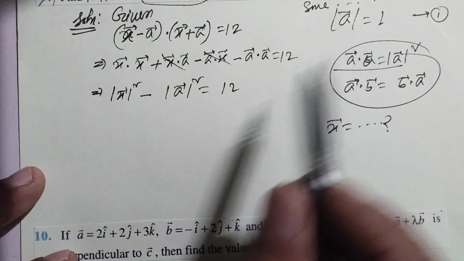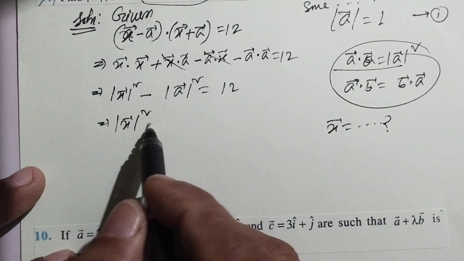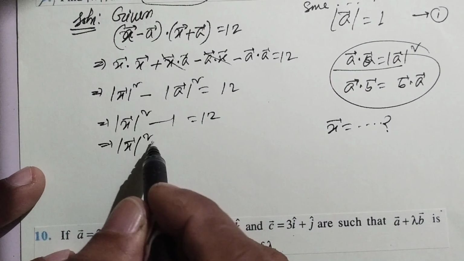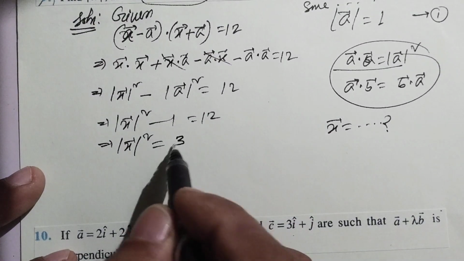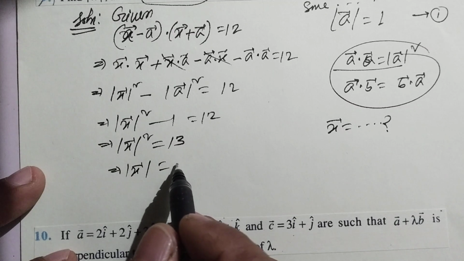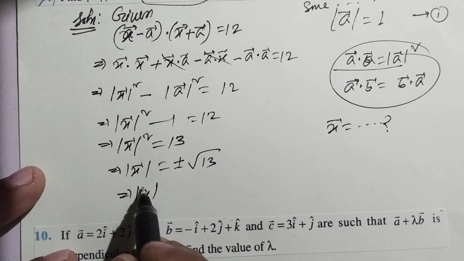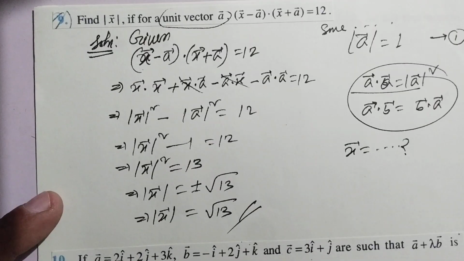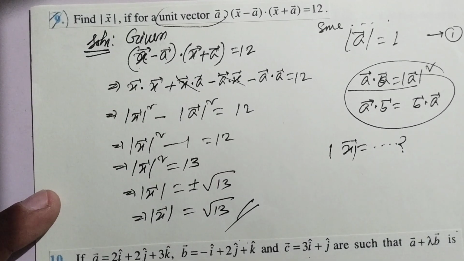Now magnitude of a is given here as 1, so magnitude of x square minus 1 is equal to 12. This implies magnitude of x square is equal to 12 plus 1, taking minus 1 to the right side will be plus 1, so it is becoming 13. And magnitude of x will be plus minus square root of 13, but magnitude cannot be negative, so magnitude will be only positive, and this is the value of the magnitude of x. The question is to find magnitude of x, so we finally got it.